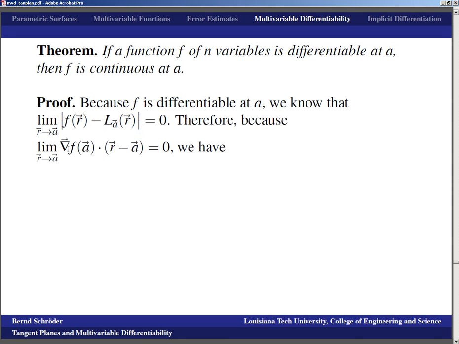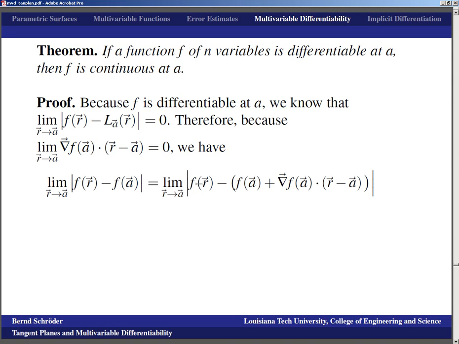Therefore, because we also know that the limit as r goes to a of gradient of f at a dot r minus a, well, r minus a goes to 0, so this goes to 0. That means that the limit as r goes to a of f of r minus f of a is the limit as r goes to a of f of r minus f of a plus gradient times r minus a, because I've just added 0, because I've added something whose limit is 0, and that is 0 because this is the limit of f of r minus L sub a of r.